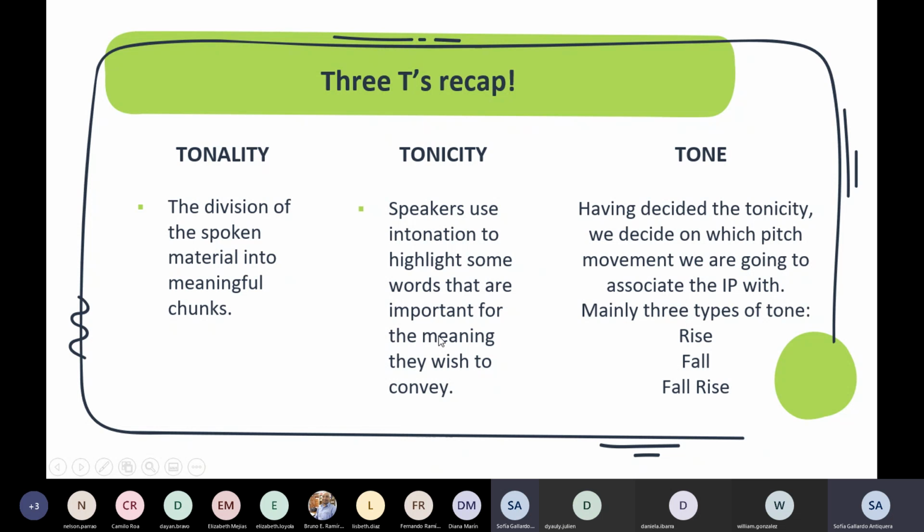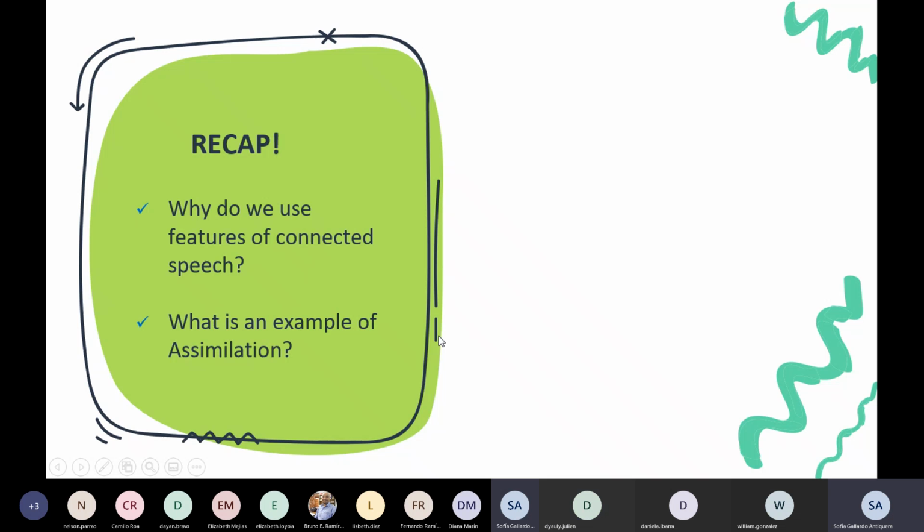And now moving into the recap of assimilation. So why do we use features of connected speech? Who can tell me? Why are they important? Any idea? So we mentioned, yes, Elizabeth, tell me. To sound more natural or more native-like? Yes, great. That's one of the reasons.